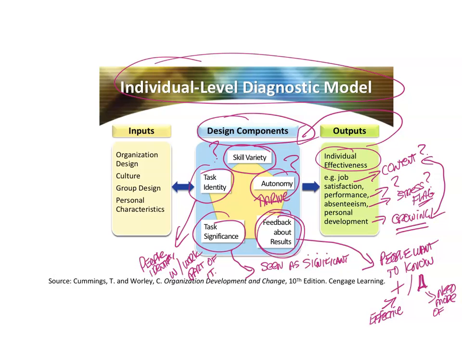So these are the 5 main things we look at for an individual and their overall effectiveness. Task identity: this is how they see themselves as connected to the work they're creating and the impact on the organization. The significance: how significant is the work they're actually doing? In other words, they may see a direct connection to the work they're doing, but how important is the work they're doing? Feedback about results.